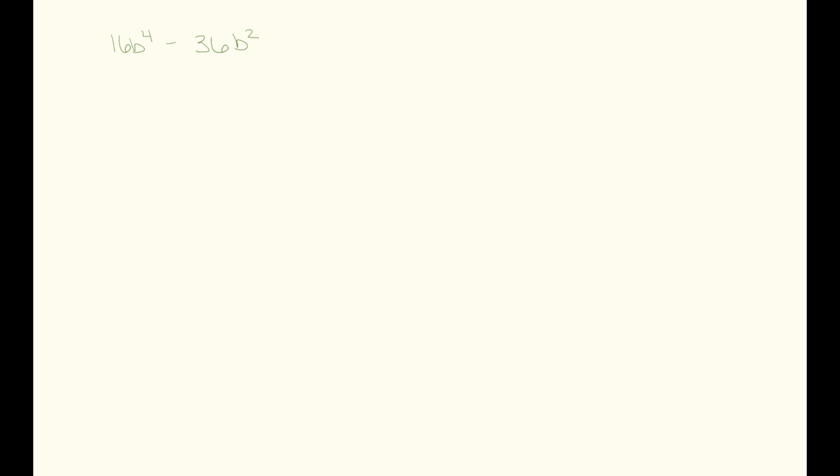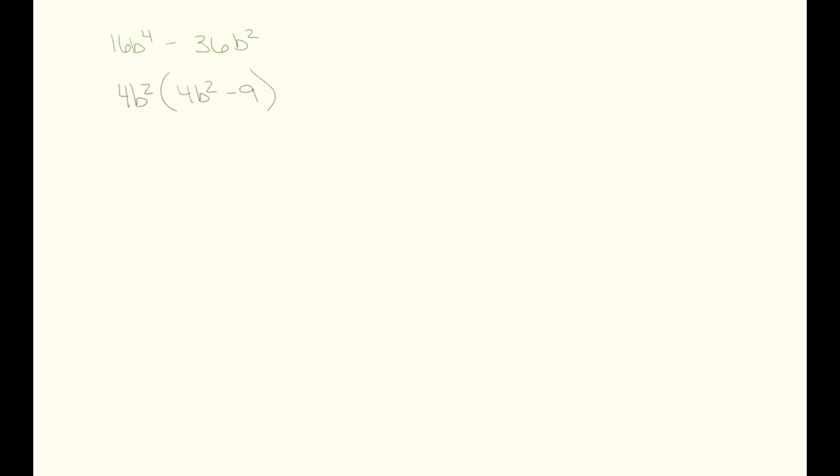Okay, in this problem, I have 16b to the fourth minus 36b squared. Is there a greatest common factor that I can factor out of these? Yes, they both have a 4b squared that I can take out. If I factored out a 4b squared, what times 4b squared gives me 16b to the fourth? Well, 4b squared. What times 4b squared gives me negative 36b squared? Well, negative 9.